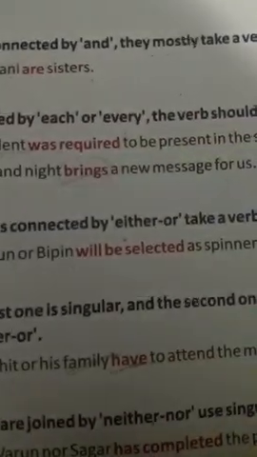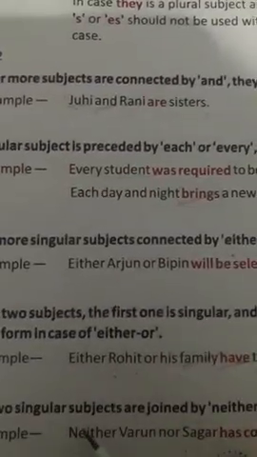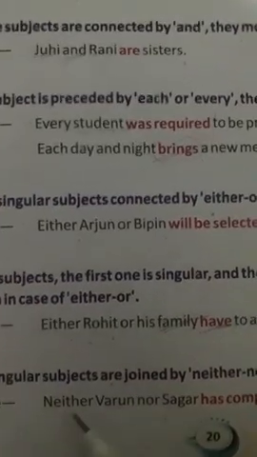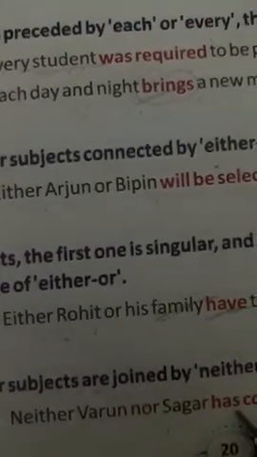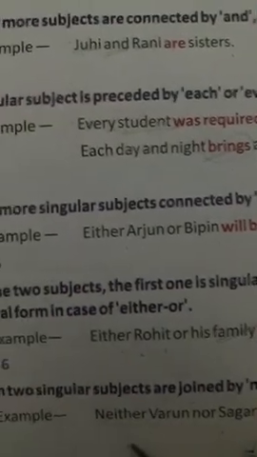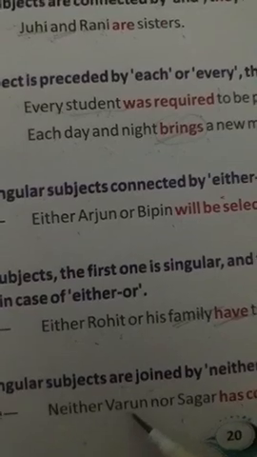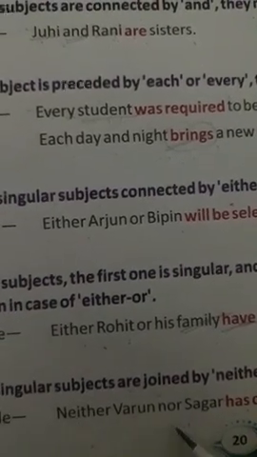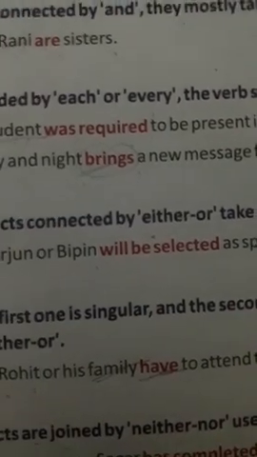When two singular subjects are joined by neither nor, use singular verb. You can see here, neither Varun nor Sagar. These are the singular subjects, Varun and Sagar, and they are connected by neither nor, so here we have to take the verb singular.